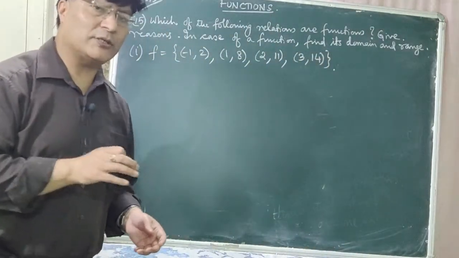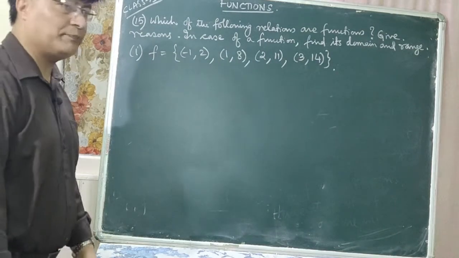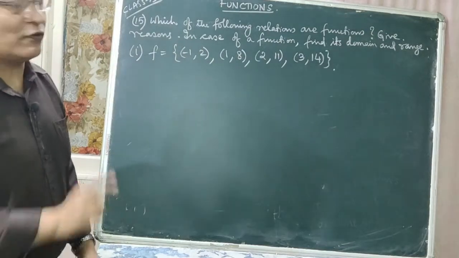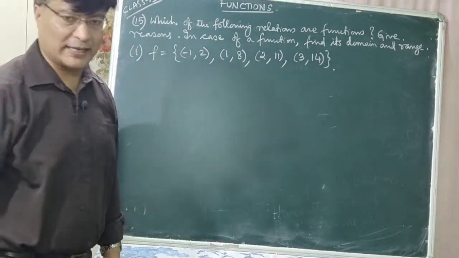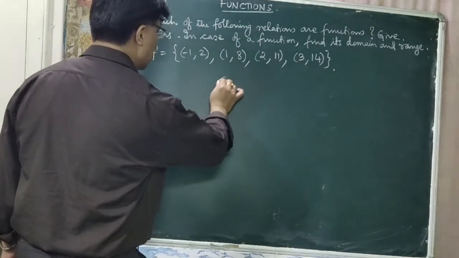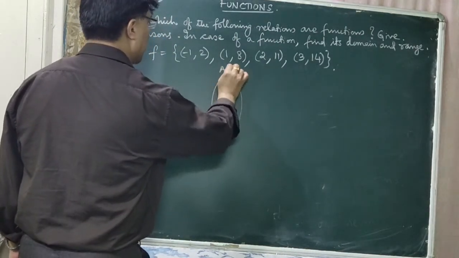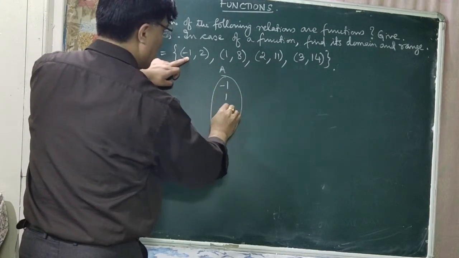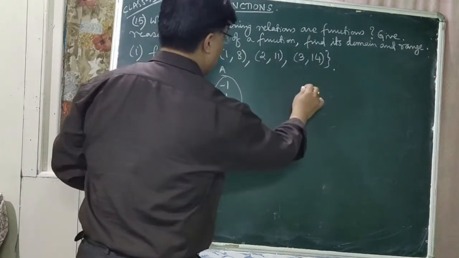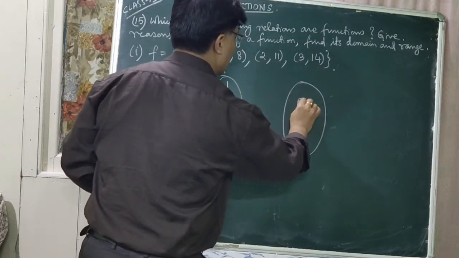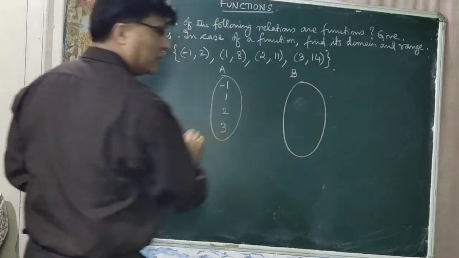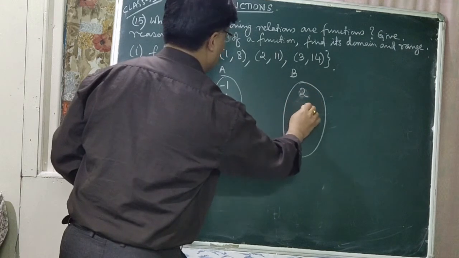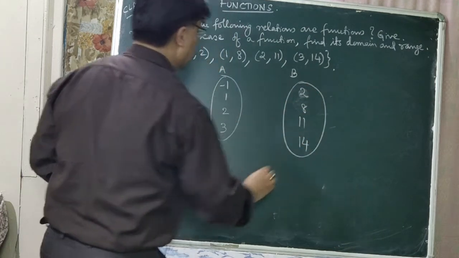Is this relation a function? You have to check it. This relation is given in terms of ordered pairs. Suppose this is your A, and here the elements are -1, 1, 2, 3. Next, this is your B, and B is the set of elements 2, 8, 11, 14.